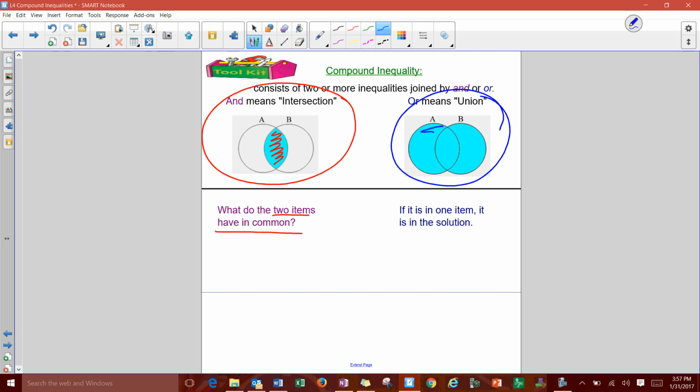On the other hand, the word or means you want one or the other or both. So I would be happy with just a hot dog. That would be that section that I just colored. I would be happy with just a hamburger. That's that section. Or I would be happy with both. So basically, or means union. If it's in one item, it's in the solution. So it's a little quick overview between and or.